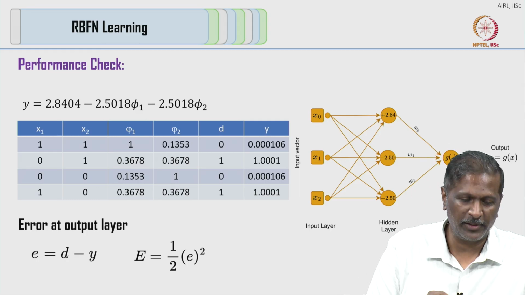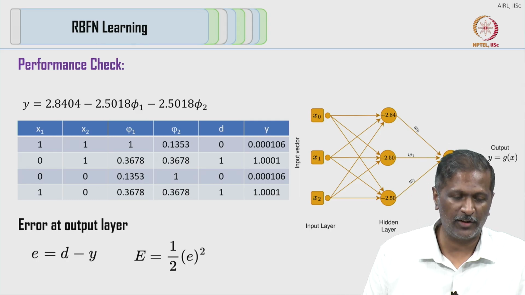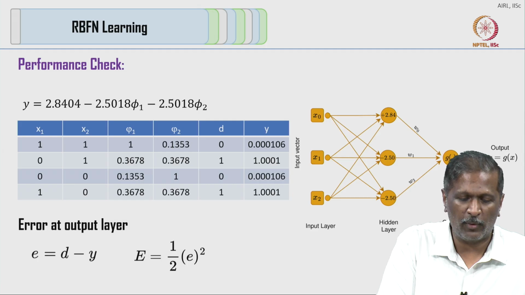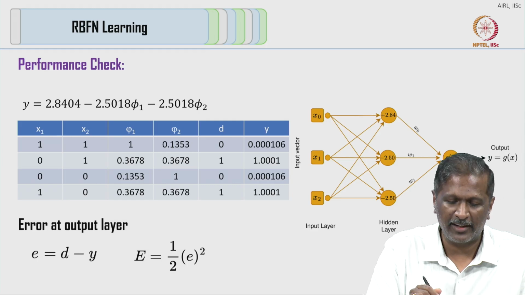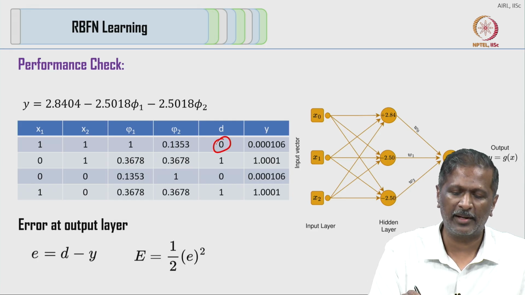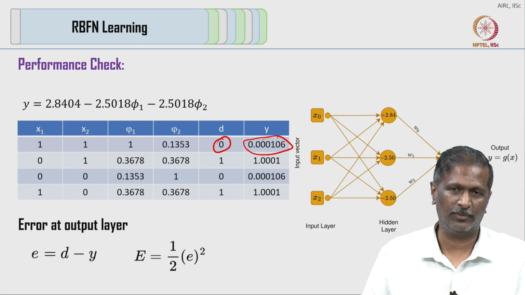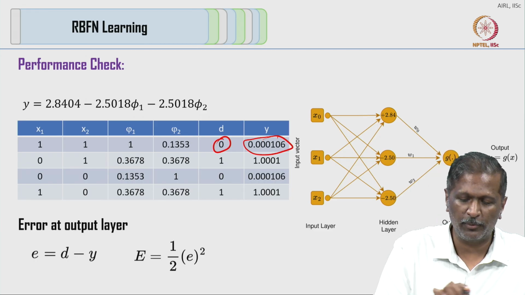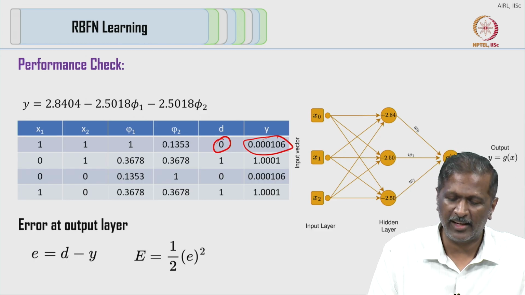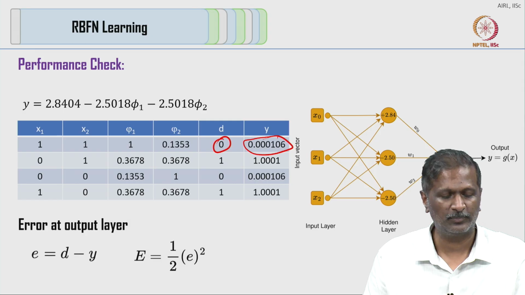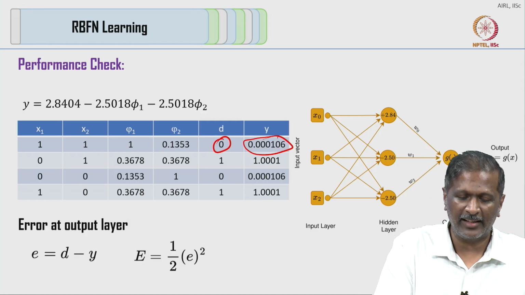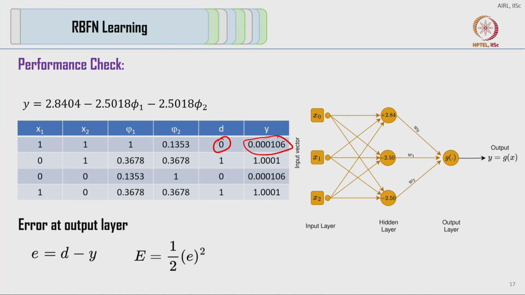So I substitute here, check whether it is true or not. When I give the data 1 comma 1, I have to get 0 as an output, but I am getting a value very close to 0. When I give 0 and 1, I should get output as 1, I am getting 1.001, right. I can compute the error and see. So I can say that the network is able to approximate the XOR problem very well.